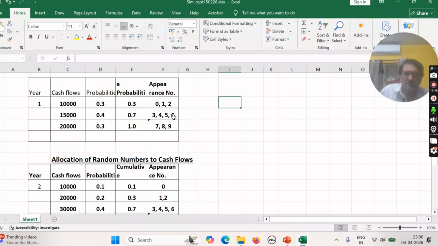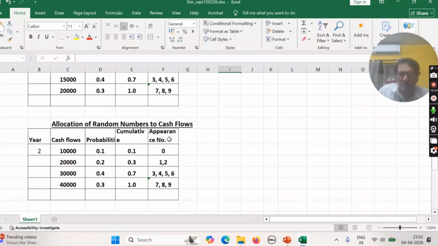So up to 9, a single column random number is given here, the possible numbers are 0 to 9, that is the total of 10 cases. So after this, the 3 cases are 7, 8, 9. In this way, the random numbers are allocated here. For second year cases, these are the probabilities.